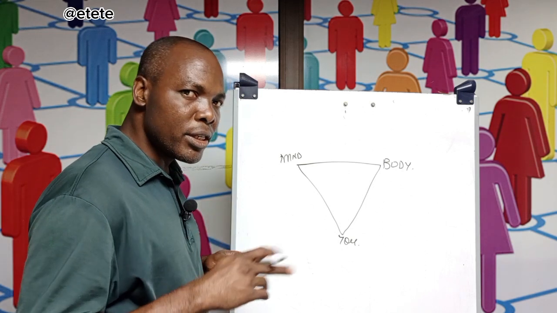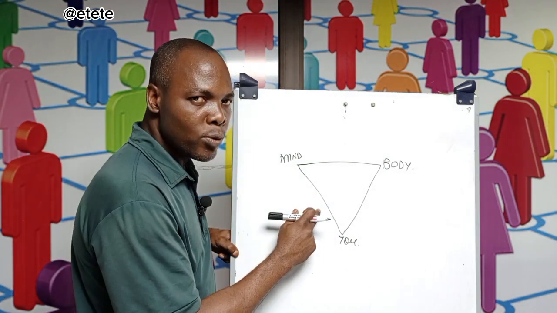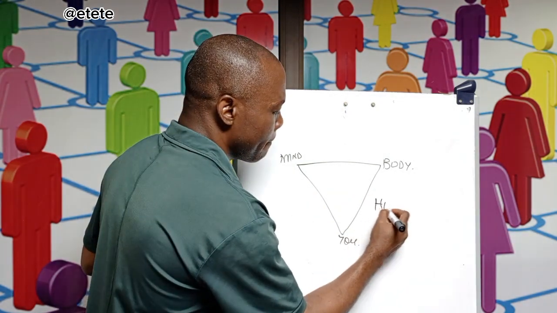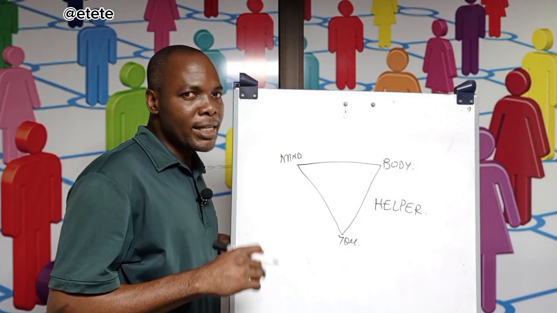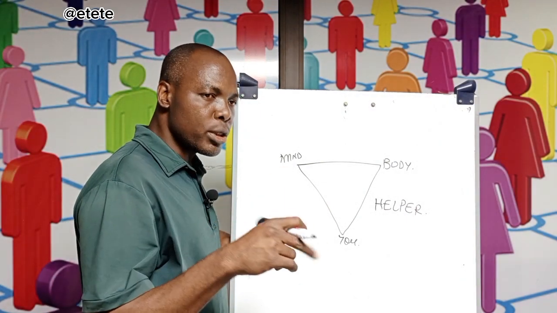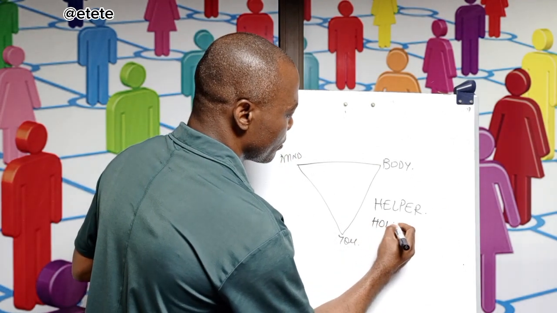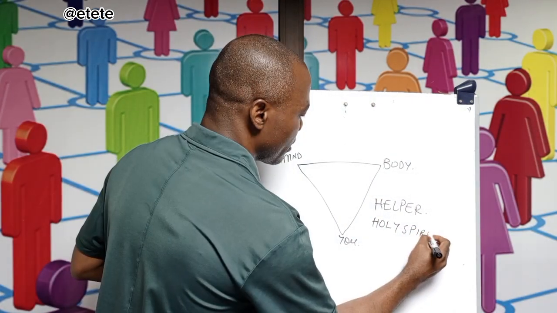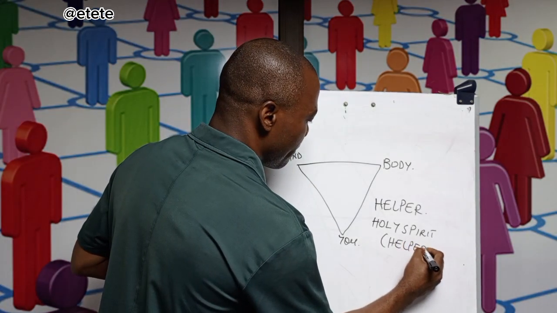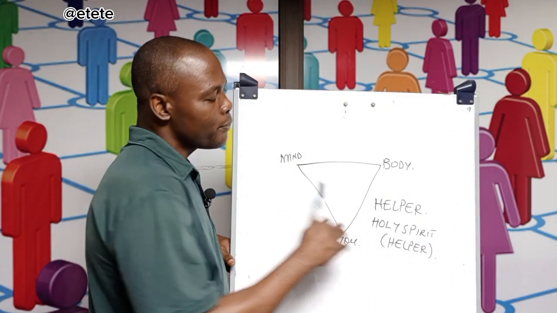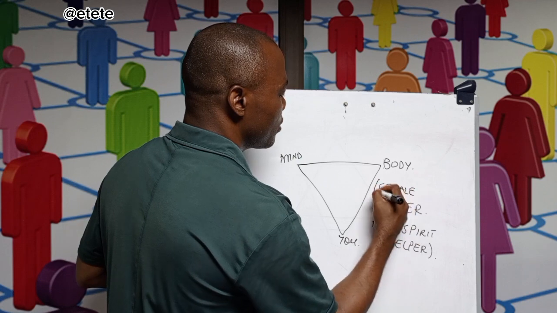Now, in the Christian religious text, we were told that the female is what? The helper. And still in that religious text, we are also told about the Holy Spirit as the helper too. Now, why is the female part referred to as the helper and the Holy Spirit also referred to as the helper?